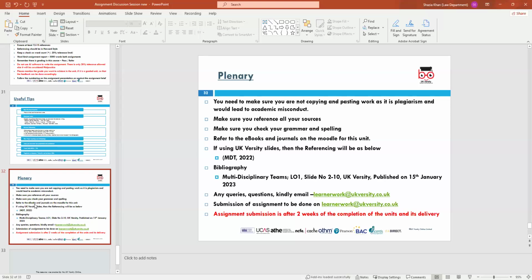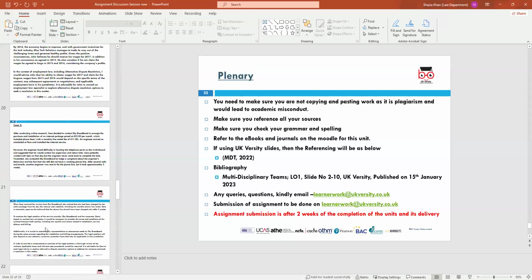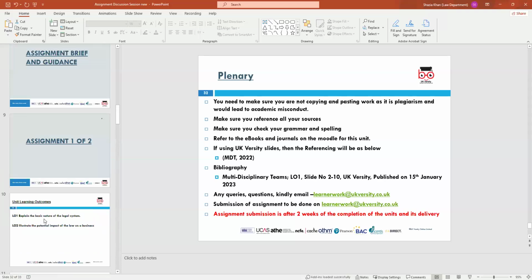You have 2 weeks to submit after the completion of today's session. If you have any questions or anything, email learnerwork@ukvarsity.co.uk. Submission of your assignment is to be done to learnerwork@ukvarsity.co.uk. Remember, you have 2 assignments, so you have assignment 1 and then assignment 2.